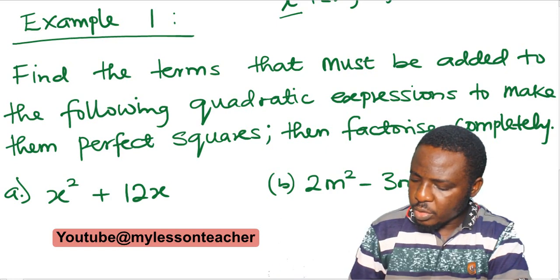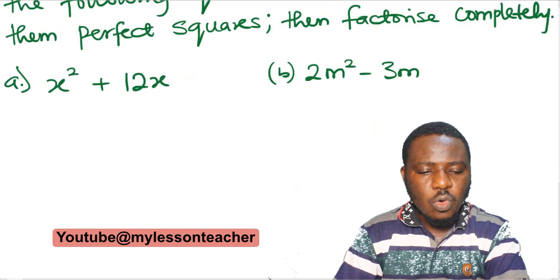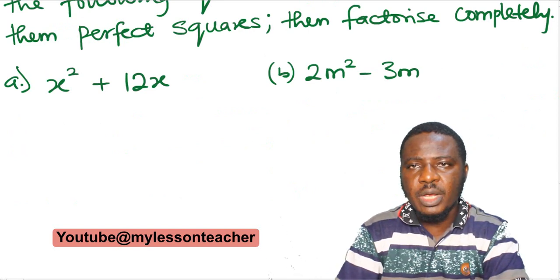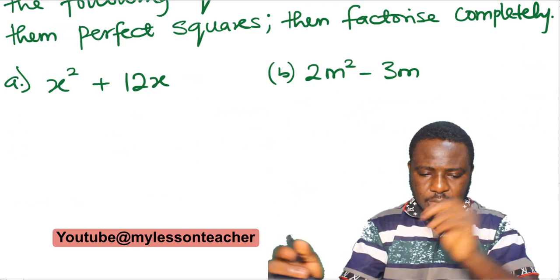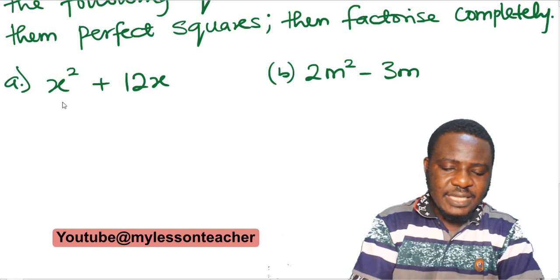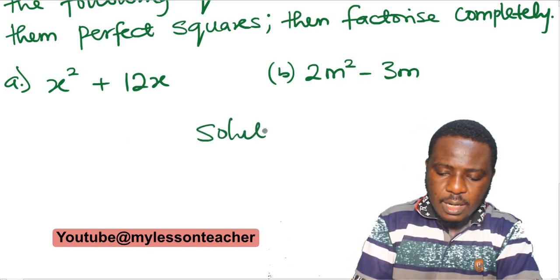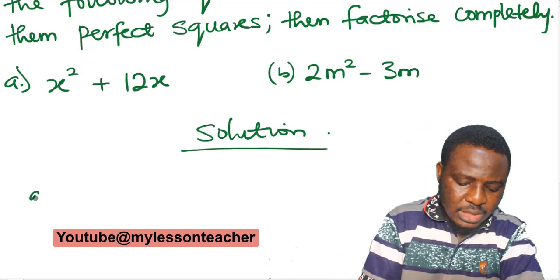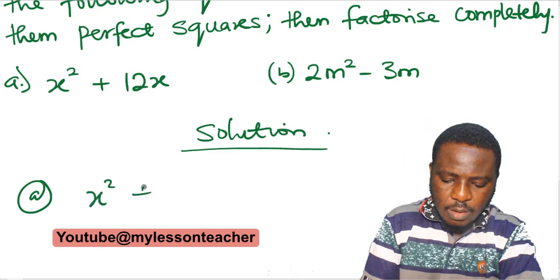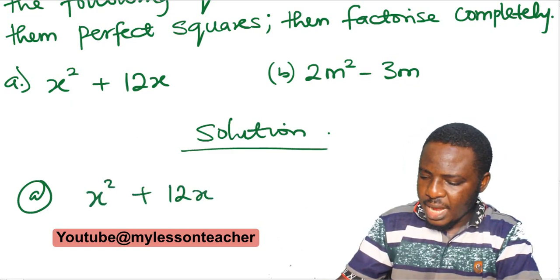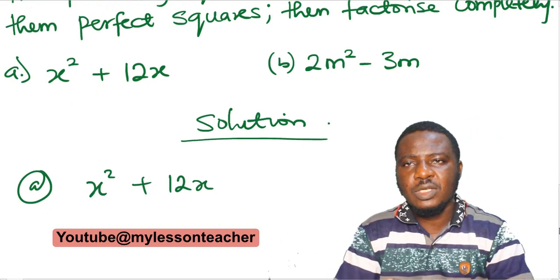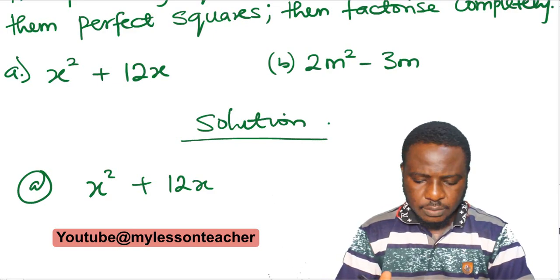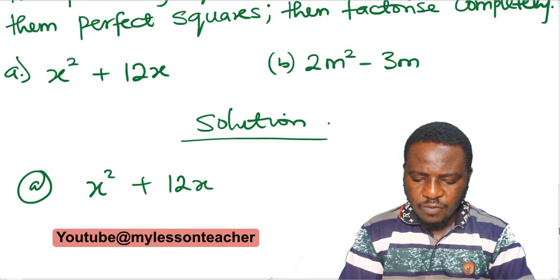So I shall be solving this to teach us how to make a non-perfect square a perfect square. So the two methods, the two steps: One, the first term should be a perfect square, and if you look at it, it's a perfect square. So we have x squared plus 12x. I shall be using two methods in solving this, so whichever you think is suitable for you, you can go with that. All right, x squared plus 12x.